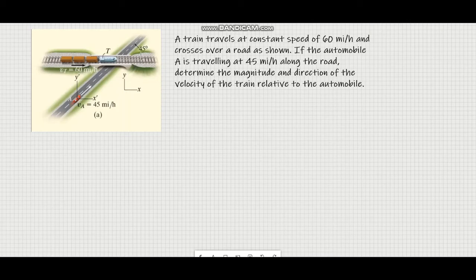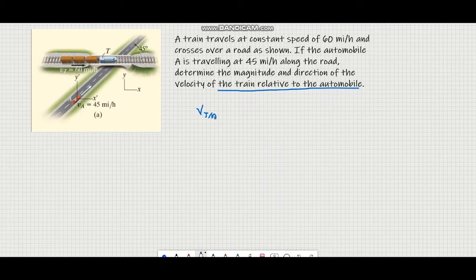But we are going to fix the reference frame on the automobile, and then we are going to see the train. We are going to find the train's velocity. Okay, let's try to solve. First of all, let's remember what the train velocity relative to the automobile is, which we say is v T over A, right?